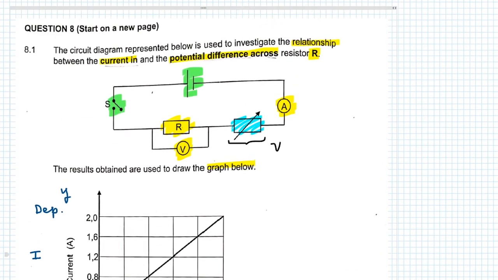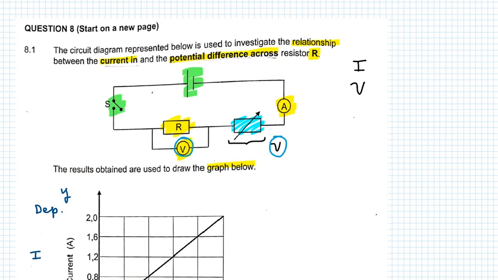So, variable resistors or rheostats can be used to change the current in the circuit, or they can be used to change the potential difference. In this case, since the potential difference is the independent variable, we are using it to change the potential difference, specifically the potential difference that is being read over resistor R.